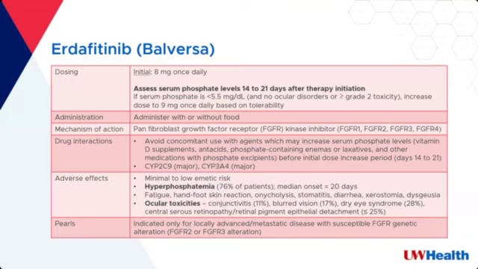Like I mentioned, hyperphosphatemia is common with the median onset of about 20 days. And we can also see ocular toxicities, particularly dry eye syndrome. So it is very important to educate these patients on the use of artificial tears as needed.